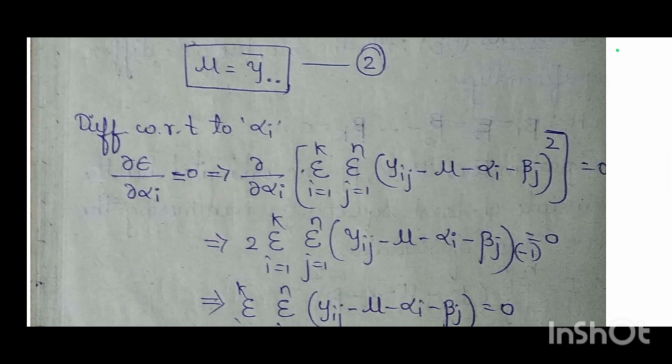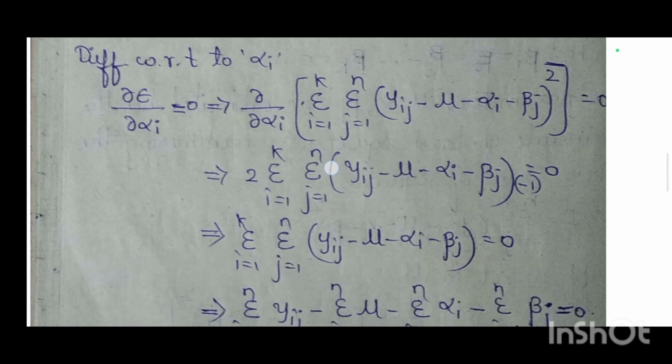Next, differentiating with respect to alpha i and equating to 0, the same derivation will come. Here we are giving one clue for easy and simple derivations: if you are differentiating with respect to alpha i, just consider the summation over j values.